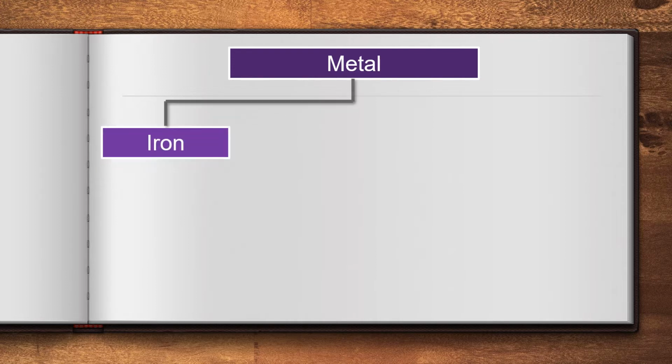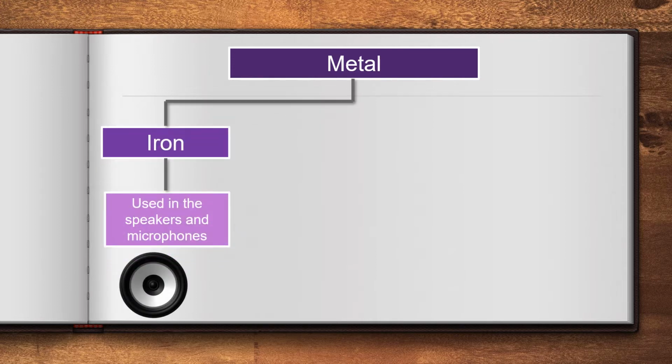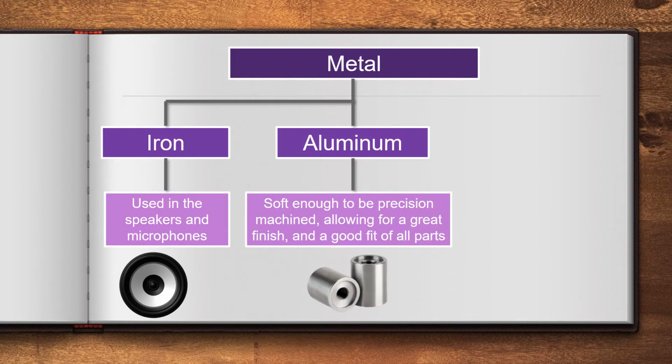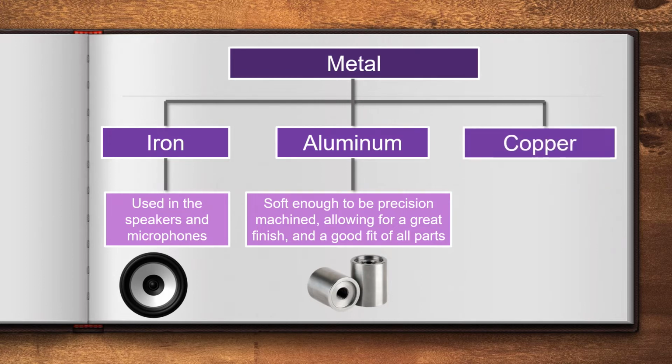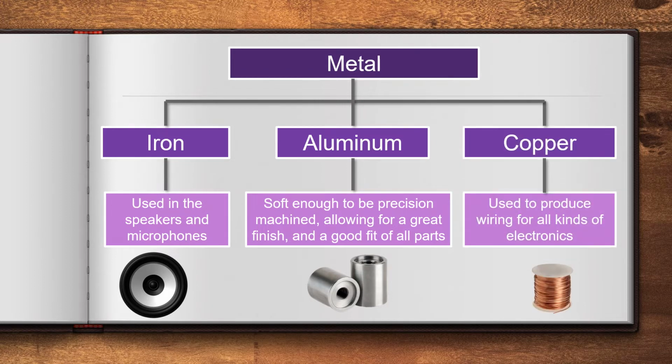metals. The iron, because it's used in the speakers and microphones. Aluminum, because it's soft enough to be precision machined, allowing for a great finish and a good fit of all parts. And copper, because it's used to produce wiring for all kinds of electronics.